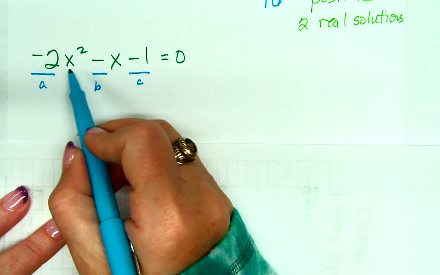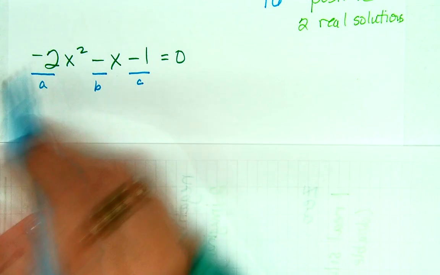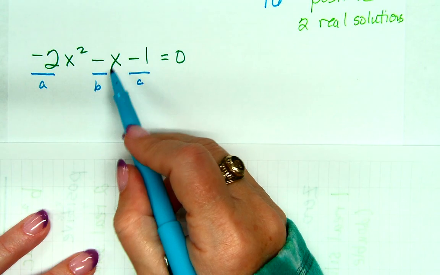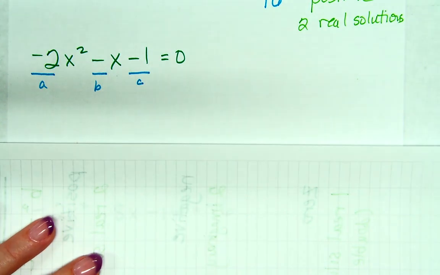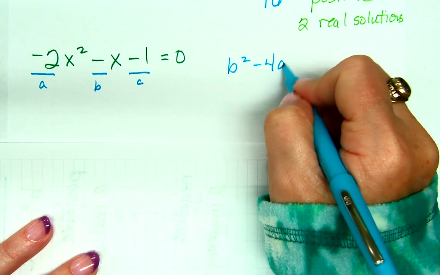Because is A any part of x squared? No. It's the term that's in front of x squared, right? The multiplier. B is the multiplier in front of the x. Yes? All right. B squared minus 4ac.